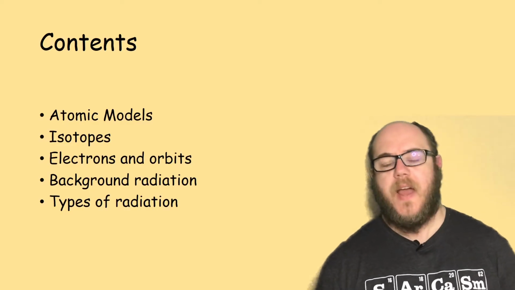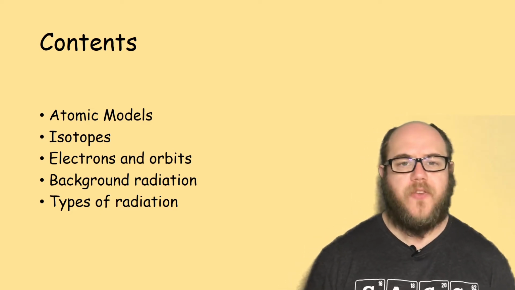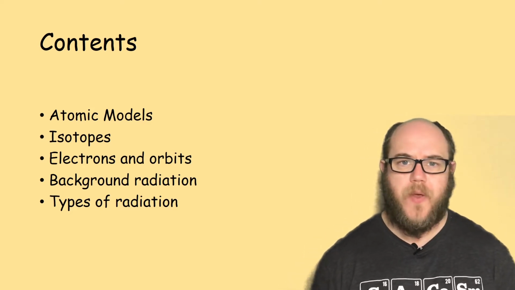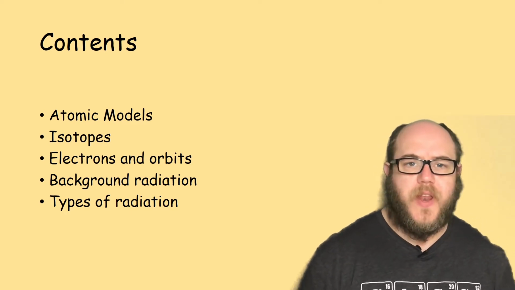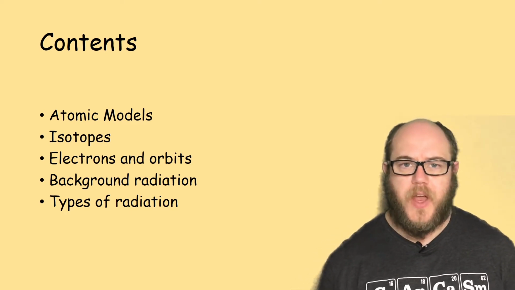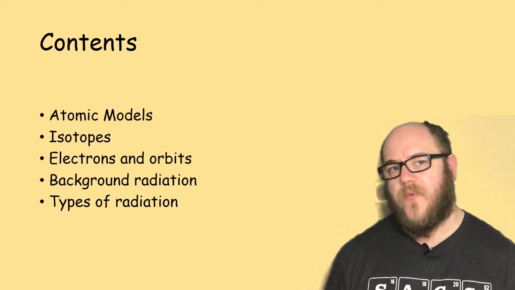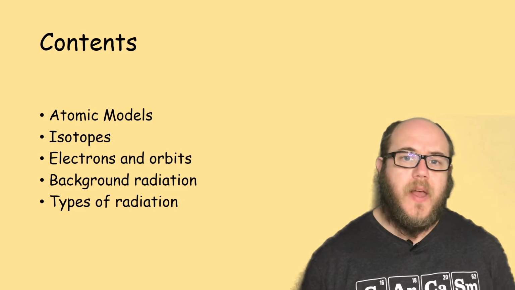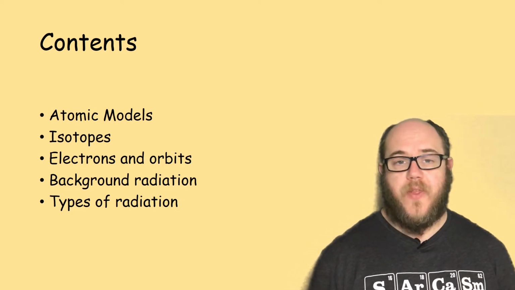So the things we're going to look at in this short video are going to be atomic models and the history of the discovery of the atom. We're going to look at isotopes. We're going to look at the electrons and how they behave outside of the nucleus. And then we're going to have a look at background radiation and the types of radiation that we encounter. These are the short topics that are already in the playlist.